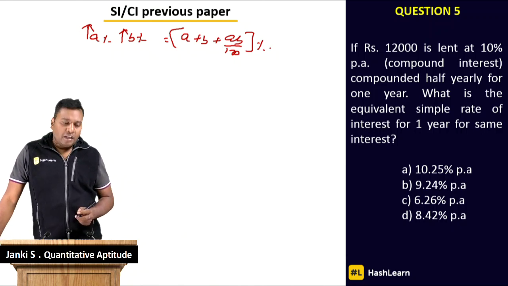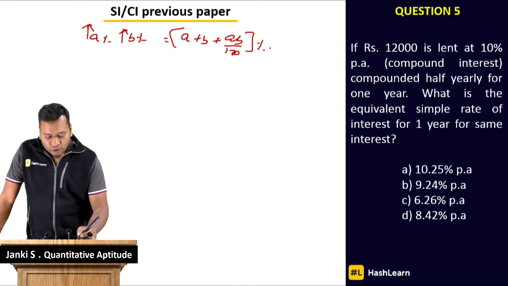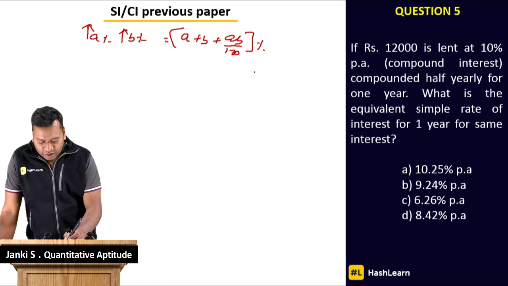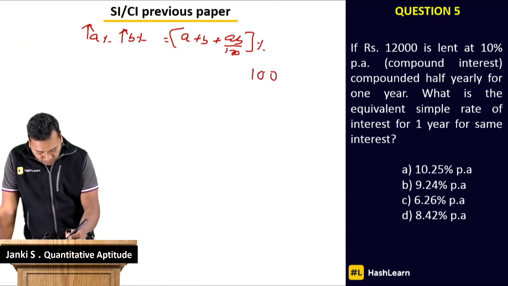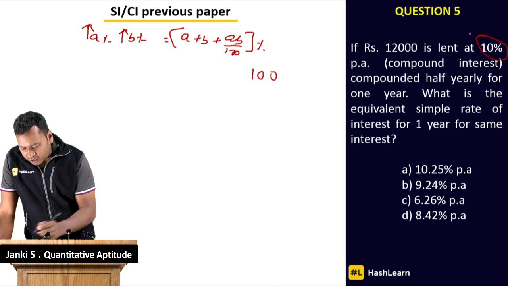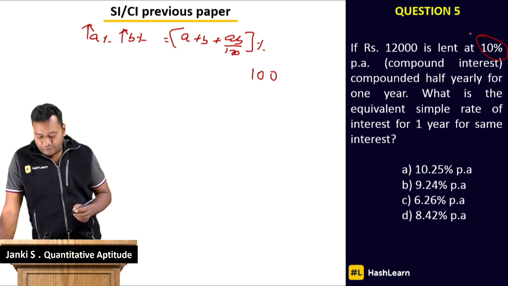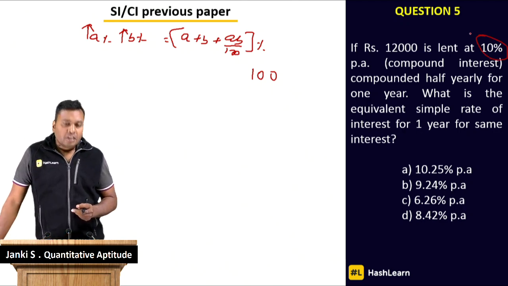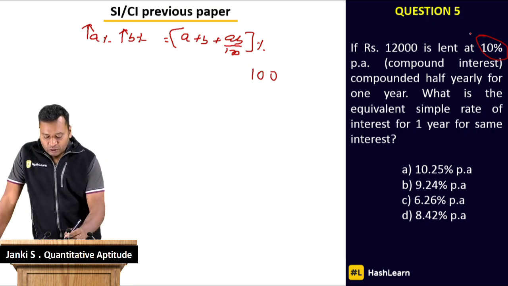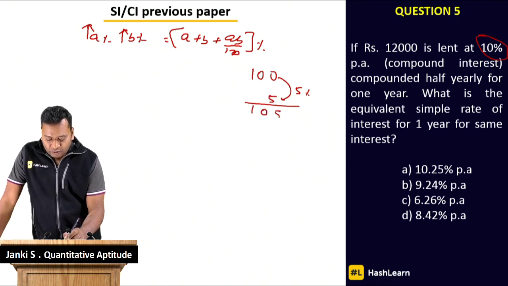Instead of 12,000 I will take 100 rupees for the time being. So I have deposited 100 rupees here, and my rate of interest is how much? 10% per annum. So half yearly it will be about 5%. So let's take 5% of this, that's nothing but 5. I have the value as 105.